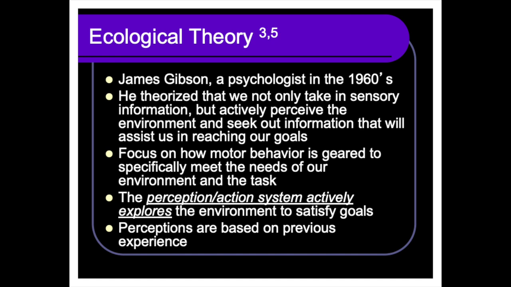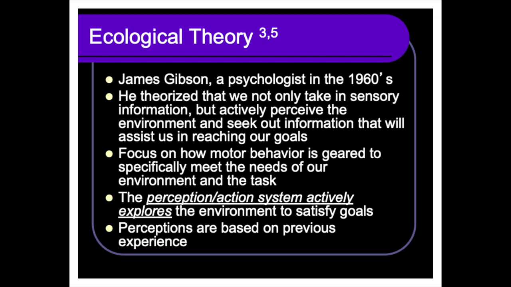The theory focuses on how motor behavior is geared to specifically meet the needs of our environment and the task. So again, our motor behavior is shaped so that we meet our task goals, but we take into account the environment and all the nuances of the task. You also may hear this called the perception-action system, in which we're actively exploring the environment to satisfy goals.